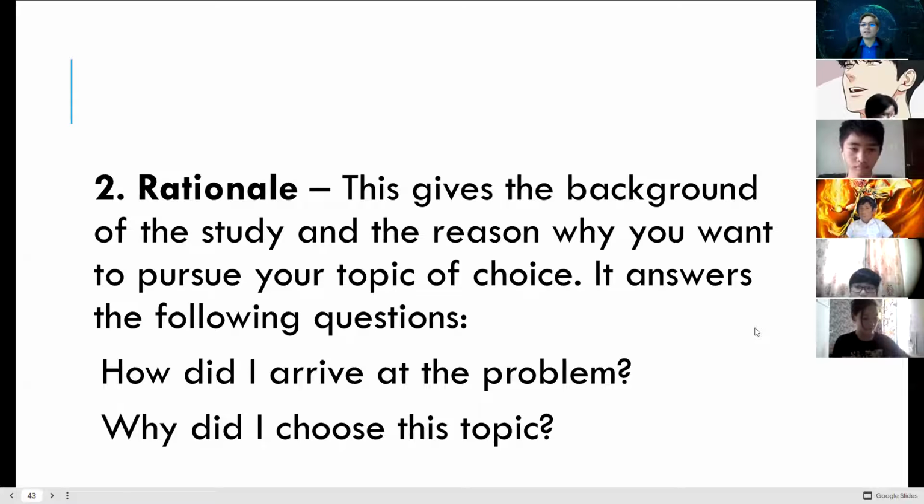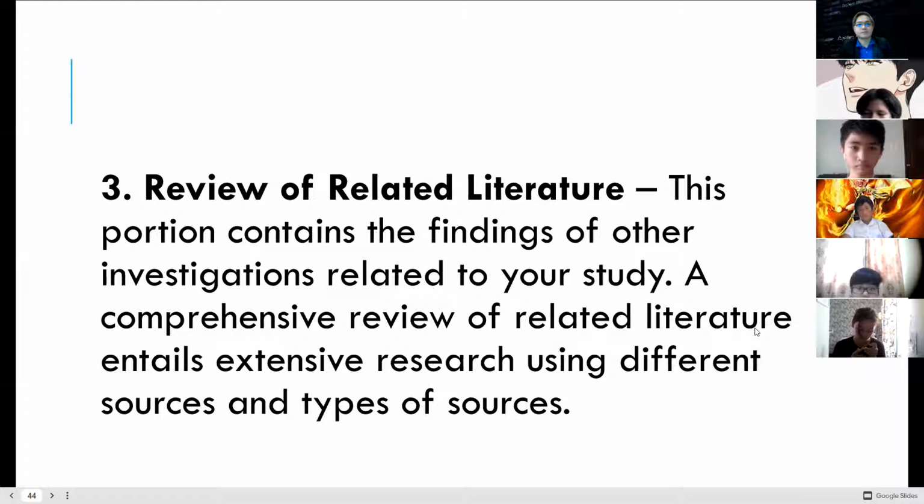Rationale. This gives the background of the study and the reason why you want to pursue your topic of choice. It answers the following questions. How did I arrive at the problem that I chose? Why did I choose this topic? For what purpose? So this is the rationale of your science investigatory project.